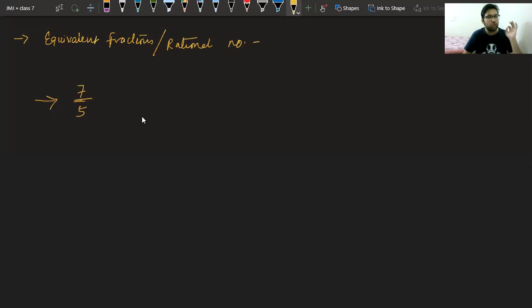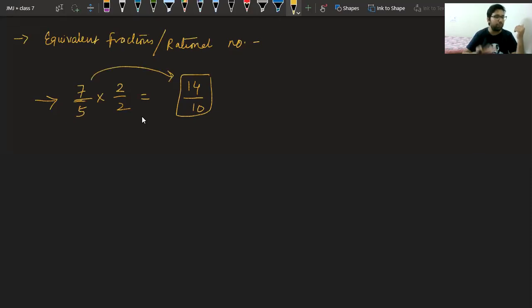To make equivalent fraction, what do we do? We multiply the same number. To make an equivalent fraction, we multiply the same number in numerator as well as denominator. So we can multiply, suppose, with 2. What will it become, class? It will become 14/10. That means 7/5 and 14/10 are same numbers. They are same fractions.